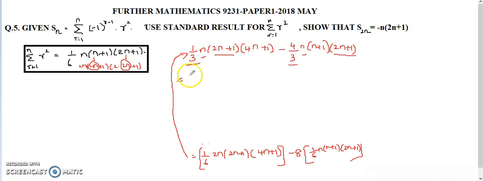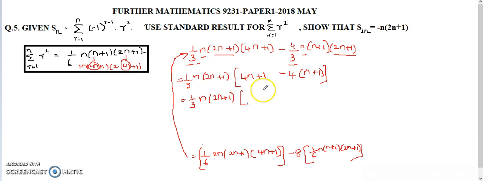terms, right? So I'm taking out 1 by 3 n times 2n plus 1 as a common factor. So what is remaining is 4n plus 1 minus 4 times n plus 1. On reducing that further, I get 1 by 3 n into 2n plus 1. Now we are simplifying this bracket inside. So 4n plus 1 minus 4n minus 4.